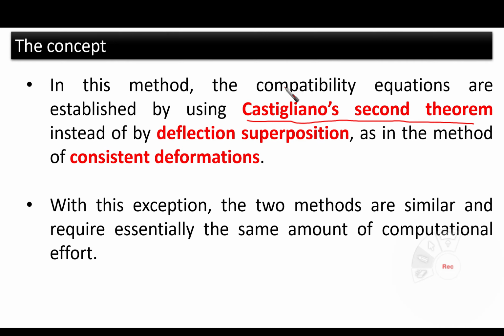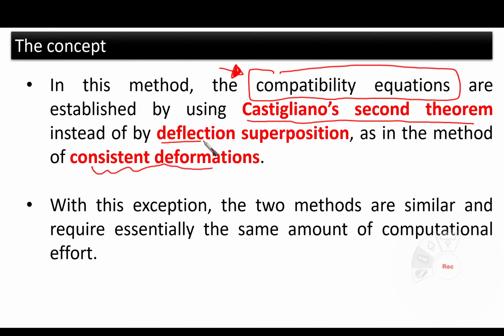As you know, in an indeterminate structure in general, we need to use compatibility equations as additional equations to our system, or to the equilibrium equations, in order to solve our system, right? So in the consistent deformation method, we used the deflection superposition concept in general. But here in the least work method, we are going to use this principle, which is Castigliano's second theorem, and I'm going to talk about it shortly, so do not worry about it.